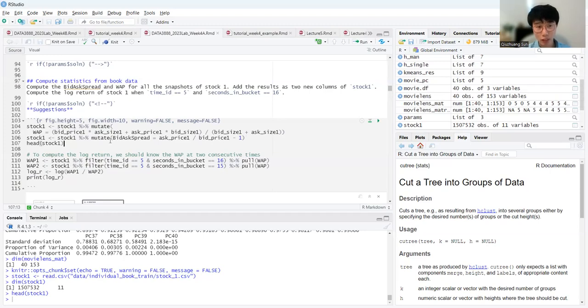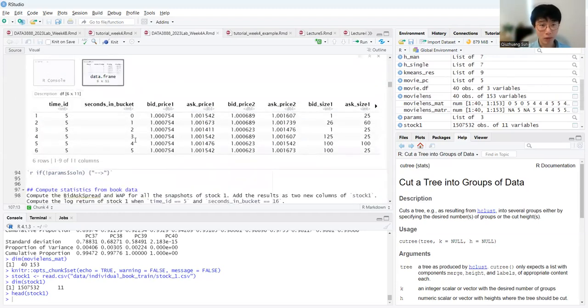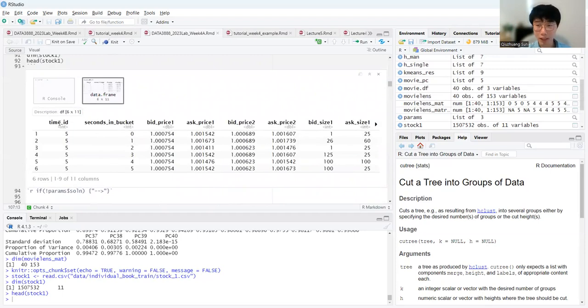And we use this mutate function to add 2 columns to the data frame. Remember, the original data frame has time ID, which indicates which 10-minute interval this stock is in. The second column is seconds bucket, so it's 0, 1, 2, 3. We look at the price of this stock at a 1 second resolution. So this column means this is 0 seconds in this 10-minute interval, 1 second in this 10-minute interval. So in seconds, it never exceeds 600.